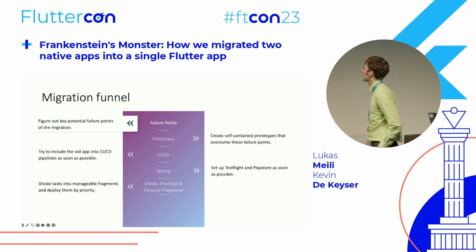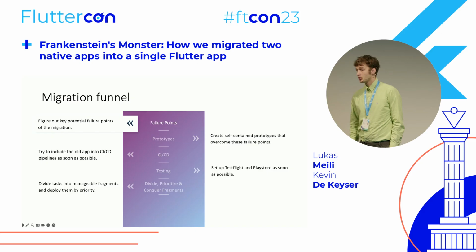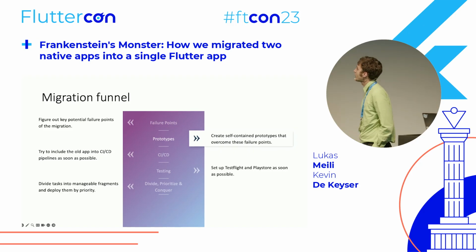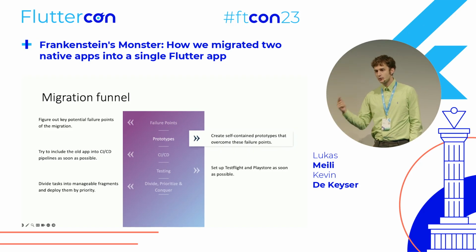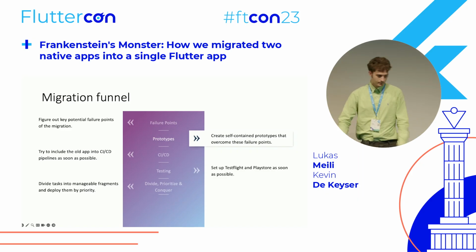So how do you approach such a migration? Well, first you need to find out failure points. What can go wrong in your application? That's obvious, right? Next, you write small prototypes for these failure points. Very important. Let's say you want to migrate web views. It might not work, so you want to create small prototypes first.